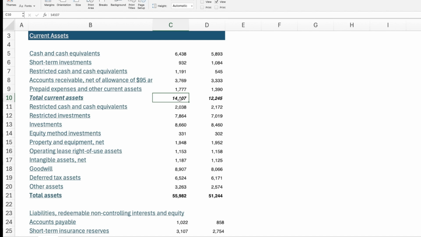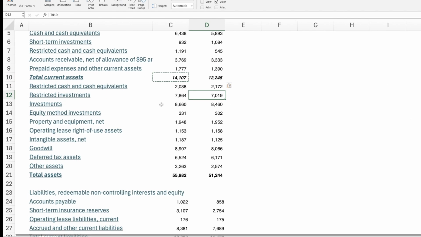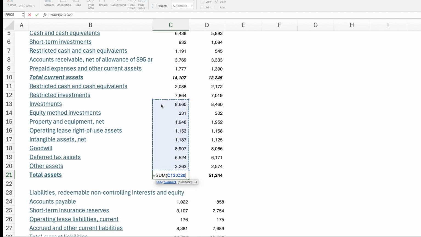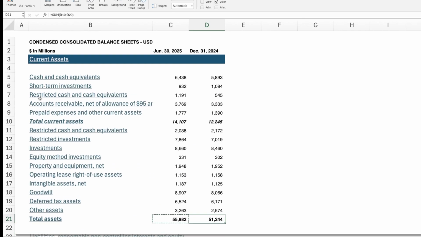And on total current assets, this is just the sum of all of these. So we go sum, just add all of them together, and copy that over. Then we do the same with the total assets here at the bottom. We go equal sum, all of the long-term assets, and then add the current assets in there as well. You've got to make sure it's the same thing that's added up together, otherwise it can mess up. Okay, looking good.